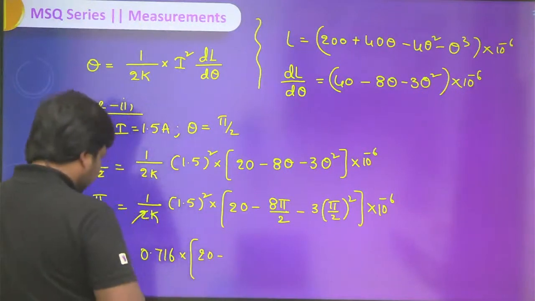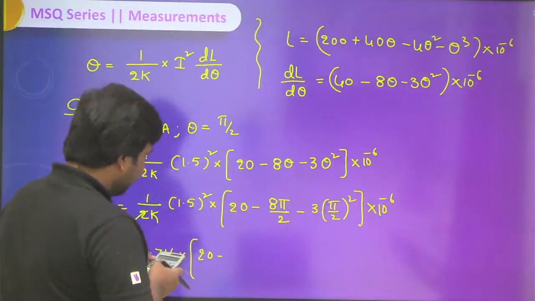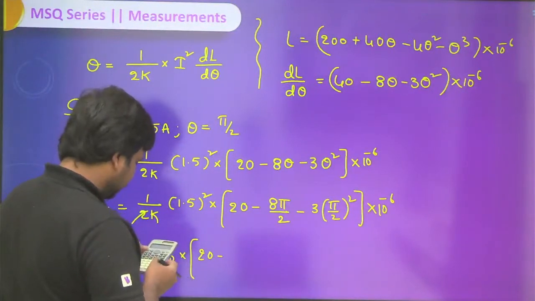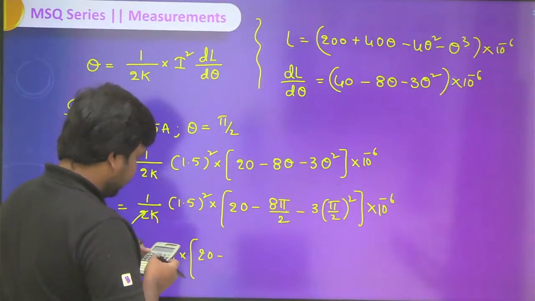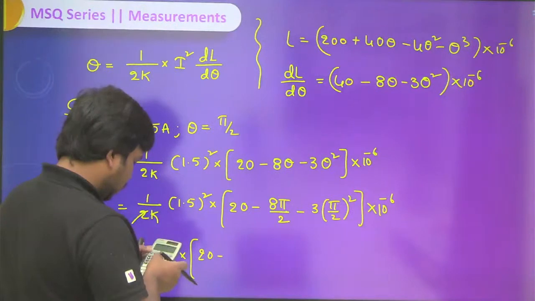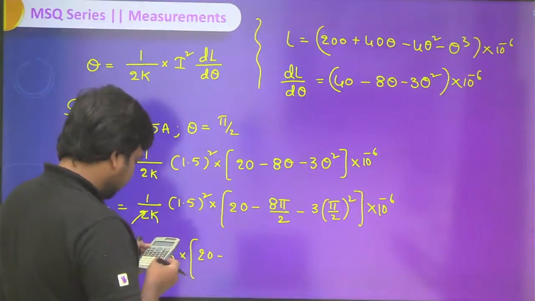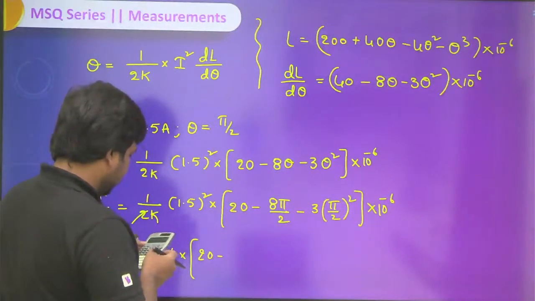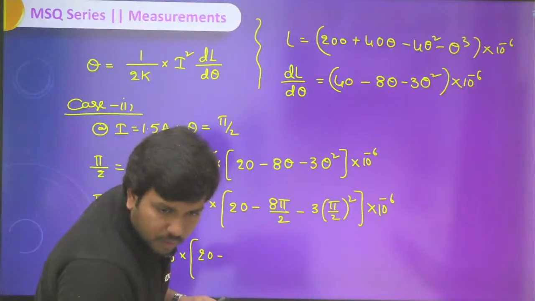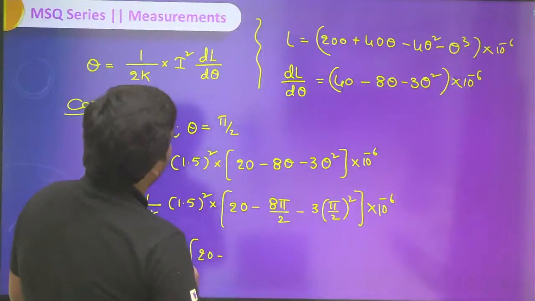minus 8 pi divided by 2, and then minus 3 into pi divided by 2 whole square here. So yes, 0.03, where I have written 20 instead of 40.